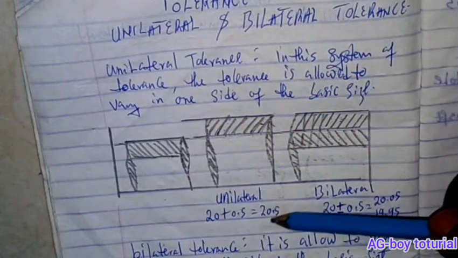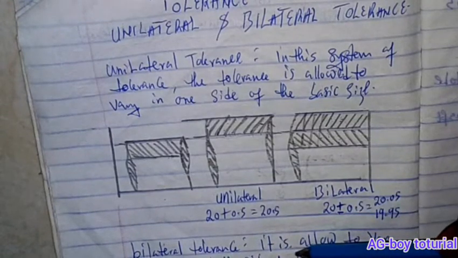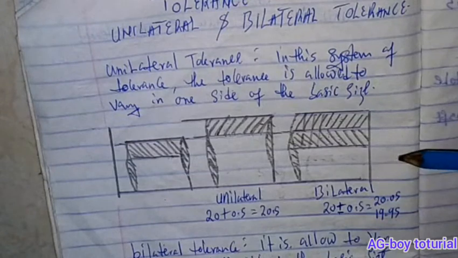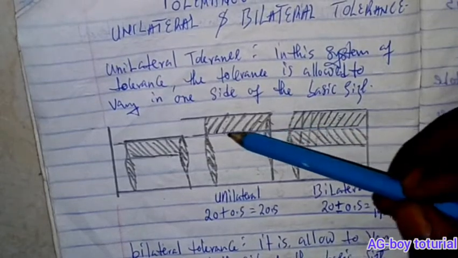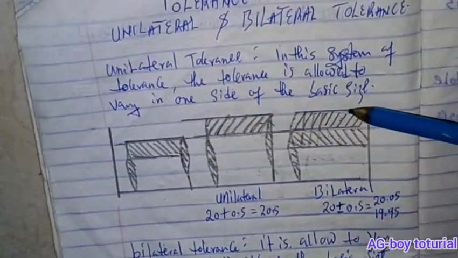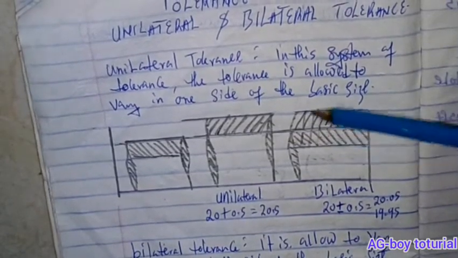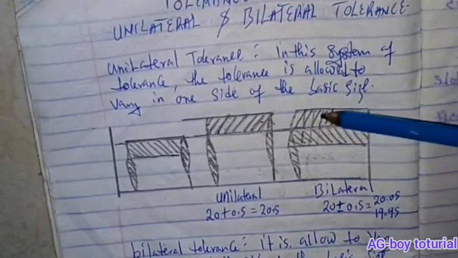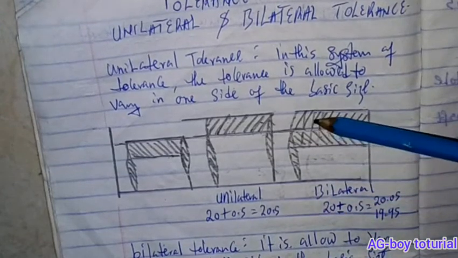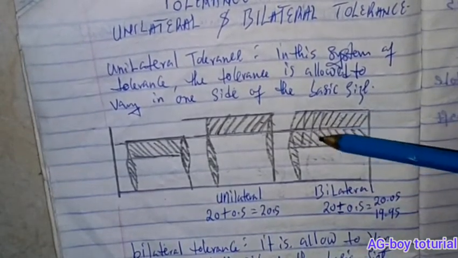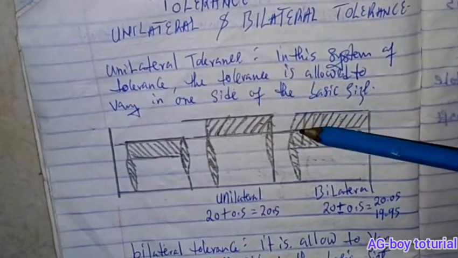Then for bilateral tolerance, my tolerance is allowed to vary on both sides of the basic size. Now this is my basic size. Like I said before, this is my basic size, and I have a tolerance up and a tolerance down. So it happens on both sides of my basic size. So this is called bilateral tolerance, while this other one here is called unilateral tolerance.